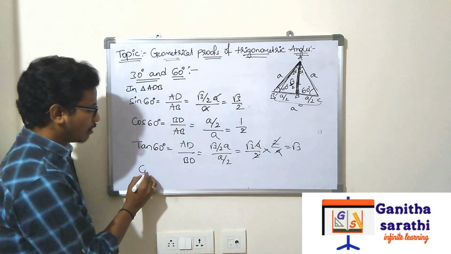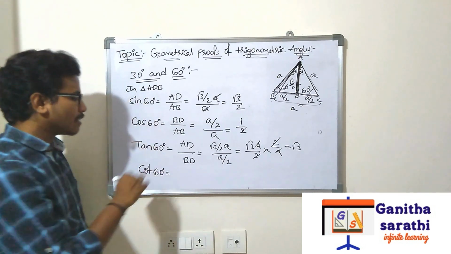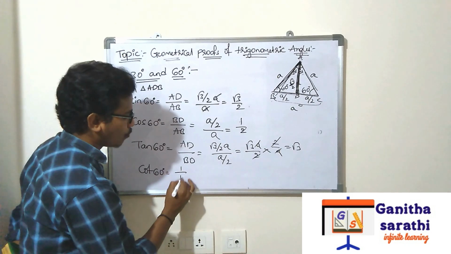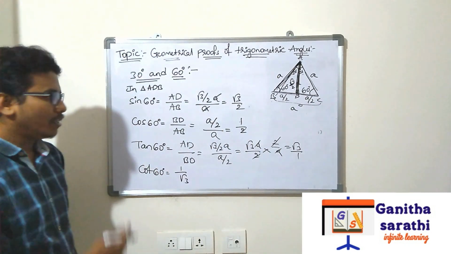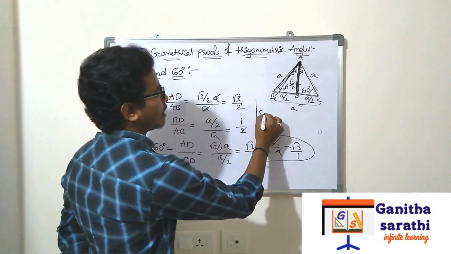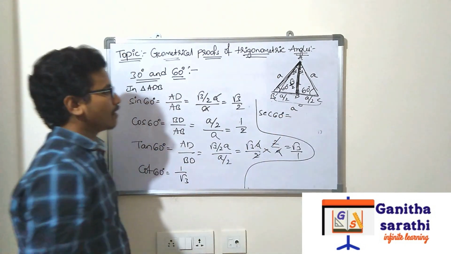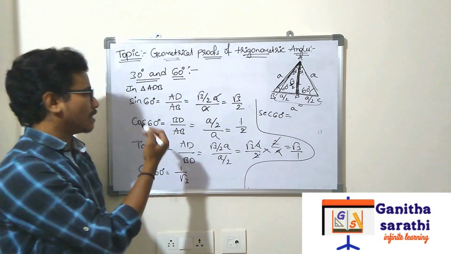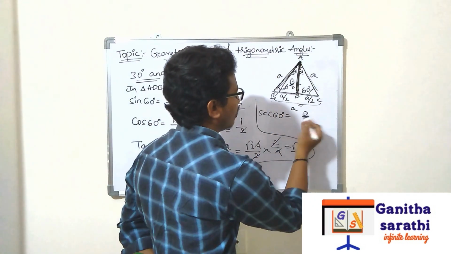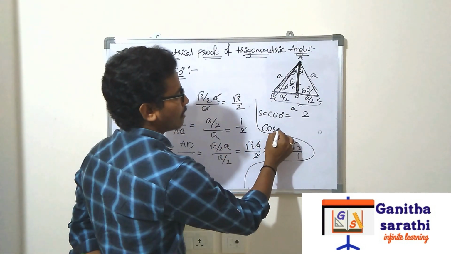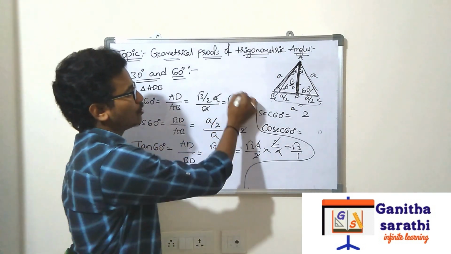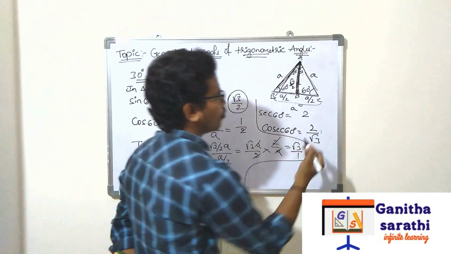Next, what we want? Cot 60. Cot is what? Reciprocal of tan, means 1 by tan. If tan 60 is root 3, cot 60 will be 1 by root 3. Root 3 means root 3 by 1, right? If you make it reverse, what will become? 1 by root 3. Next, secant 60. Secant formula is hypotenuse by adjacent side. If 1 by 2 is cos 60, secant 60 will be 2 by 1. 2 by 1 means 2. Next, cosecant 60. Cosecant 60 is reciprocal of what? Sine. What is sine 60? Root 3 by 2. Then it will be 2 by root 3.